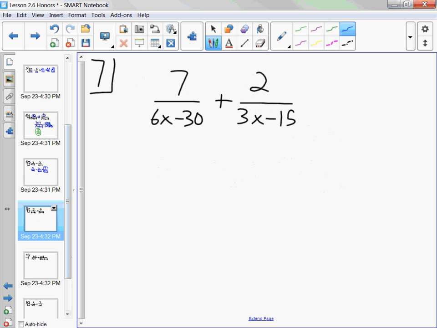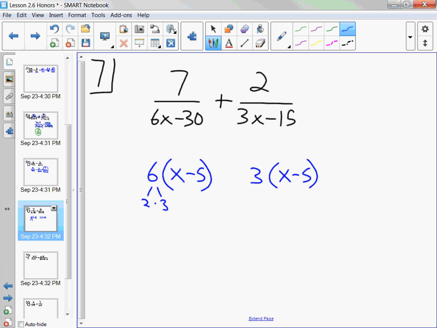Okay, next problem. I need to determine the common denominator. I can see that on the one on the left, I can factor out a 6. So 6 times x minus 5. And on the denominator on the right, I can factor out a 3. That leaves me with x minus 5. Well, I can see that x minus 5's are common to both of them, and the 6 breaks down to 2 times 3. So 3 is common to both of them.